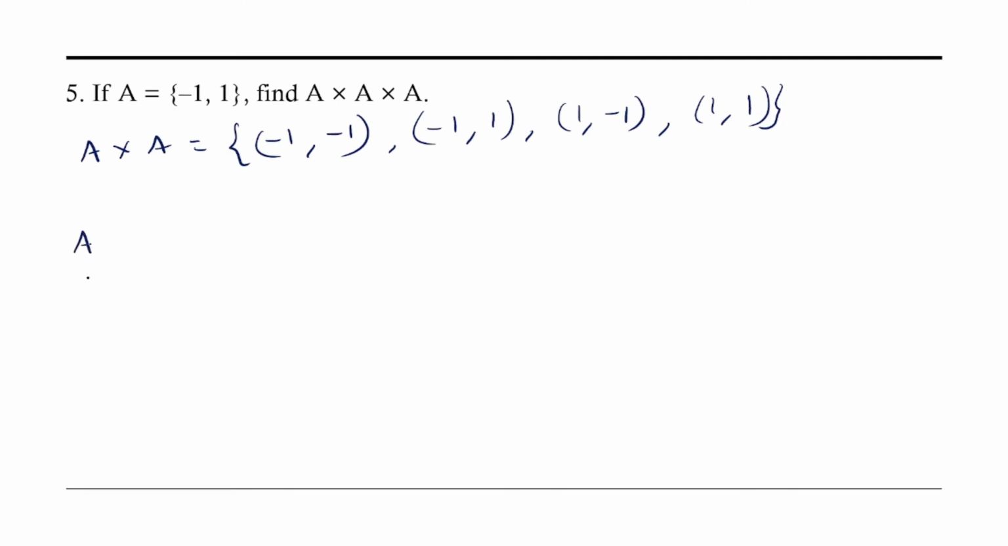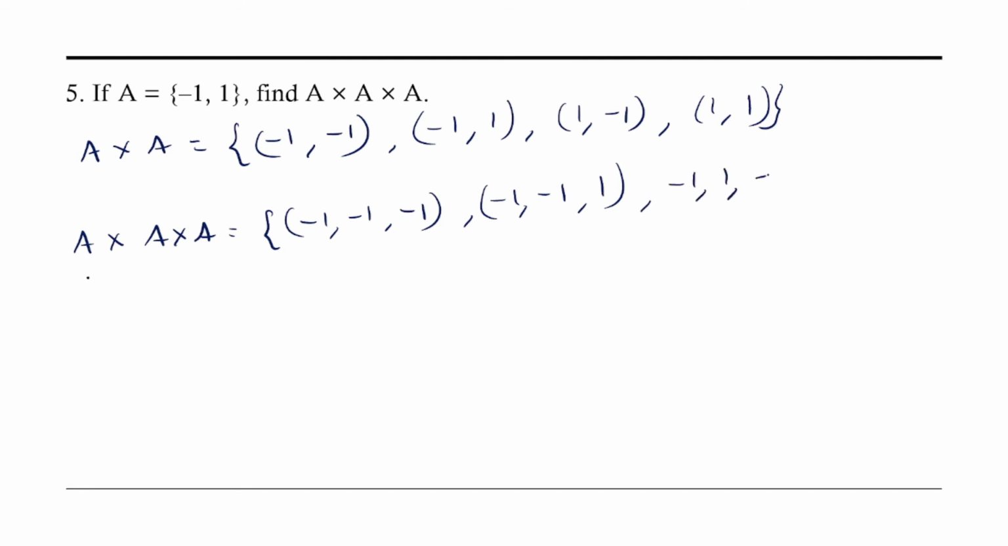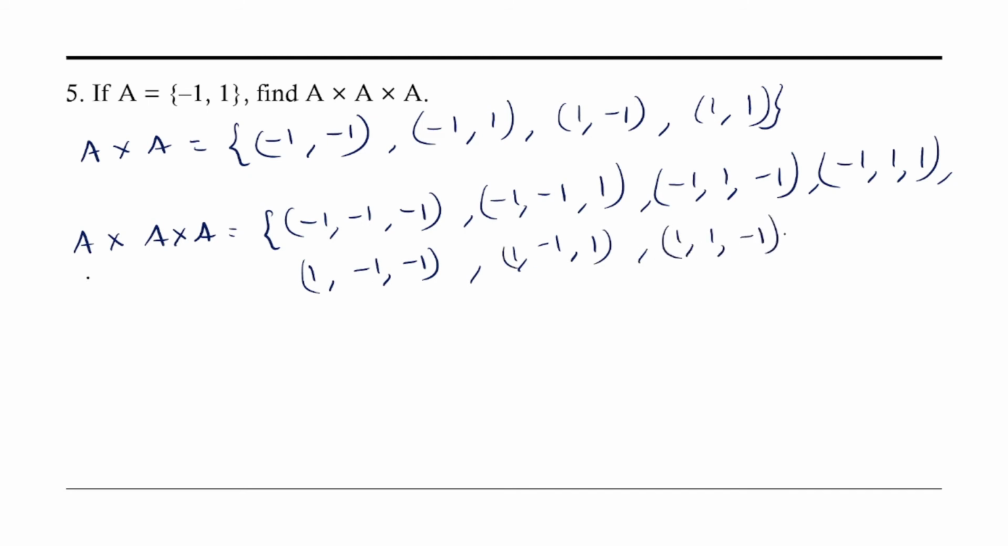Now let us find A cross A cross A. Here we take A as the set {-1, 1} and then take the cross product of this A and this A cross A. So it is equal to (-1, -1, -1), then (-1, -1, 1), then (-1, 1, -1), then (-1, 1, 1), then (1, -1, -1), then (1, -1, 1), (1, 1, -1) and (1, 1, 1).